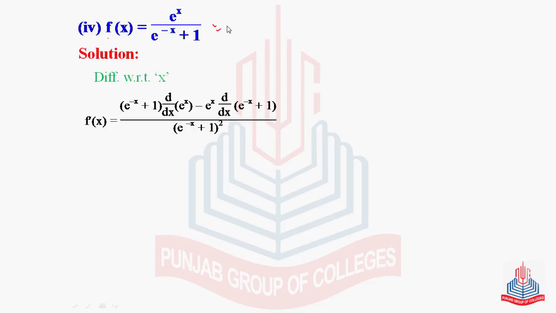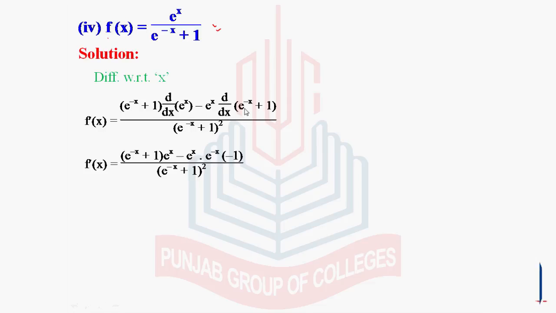By using the quotient rule, we take the square of the denominator function, which is e raised to the power minus x plus 1, whole square, and the denominator will be as it is, e raised to the power minus x plus 1, and then the derivative will apply on the numerator, which is e raised to the power x, minus e raised to the power x as it is, and the derivative will apply on the denominator function, which is e raised to the power minus x plus 1. Now simplifying, e raised to the power minus x plus 1 as it is, and the derivative of e raised to the power x will be e raised to the power x, as we discussed in our previous part. Minus e raised to the power x as it is, and now to apply the derivative on e raised to the power minus x plus 1, the derivative of 1 will be 0, and the derivative of e raised to the power minus x will become e raised to the power minus x.